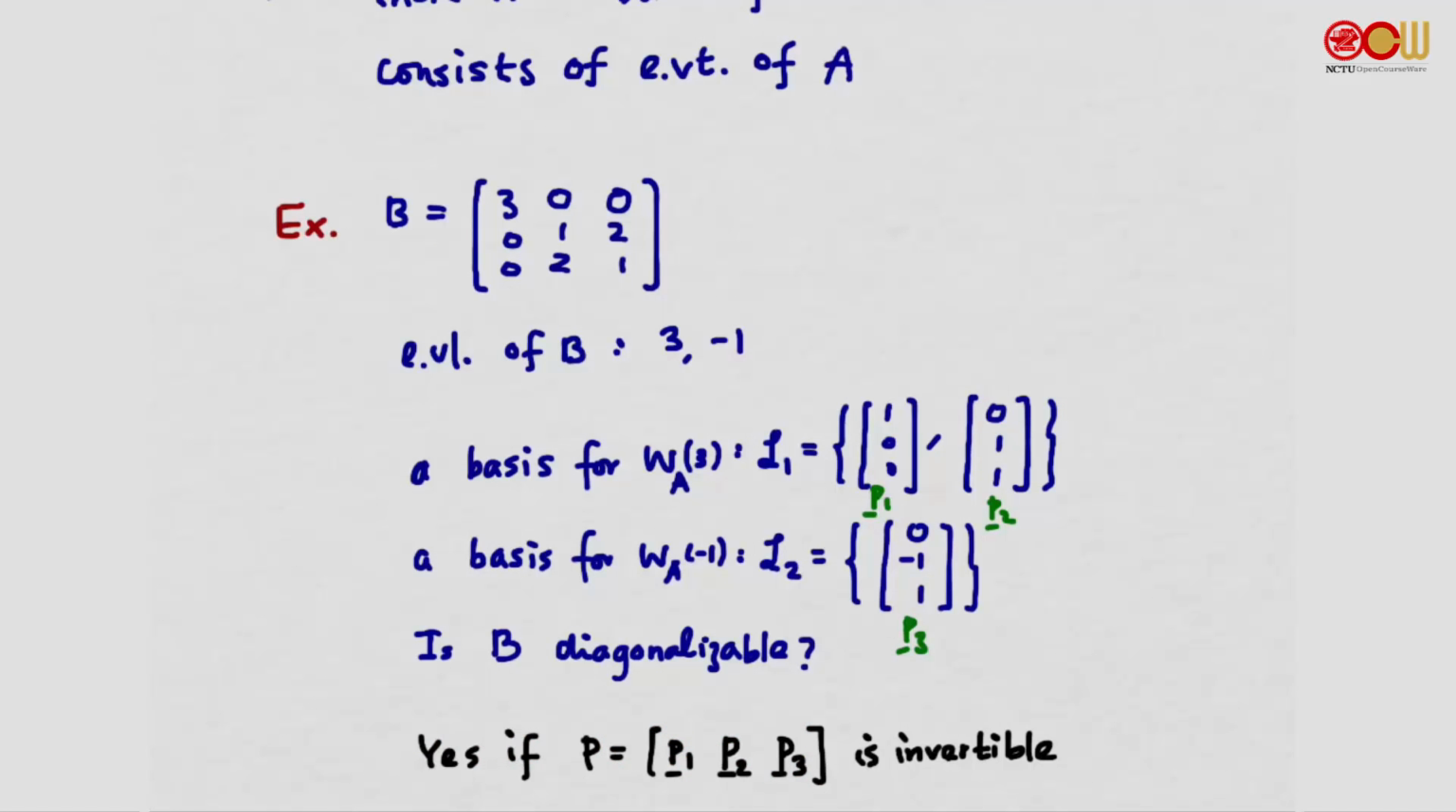Just now, when we tried to determine whether this B matrix is diagonalizable, we first found a basis for this eigenspace, lambda equal to 3, and a basis for this eigenspace, and we looked at the vectors in these bases, and we said yes, B is diagonalizable if these vectors are linearly independent, and that will make P an invertible matrix. It turns out that when we combine bases L1 and L2 together, the resulting set is always linearly independent, as we will see in the next theorem.